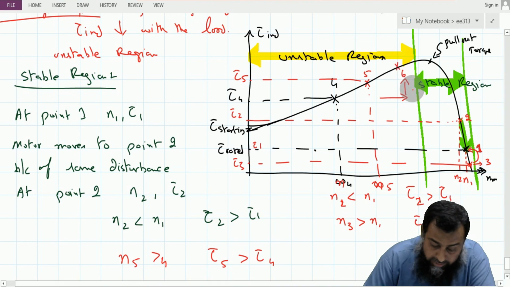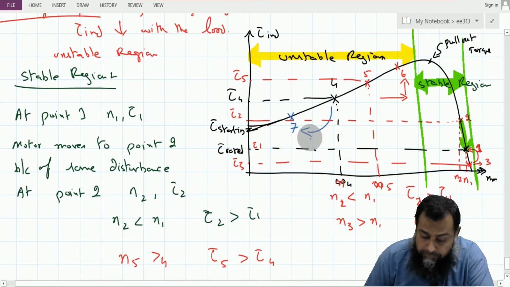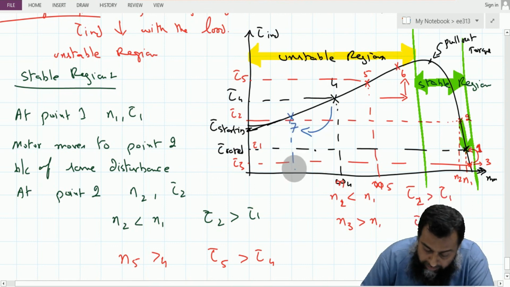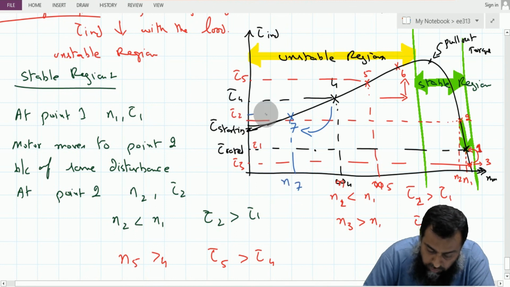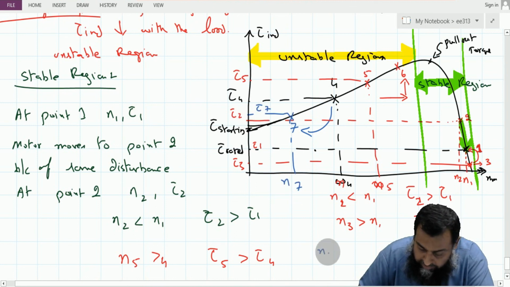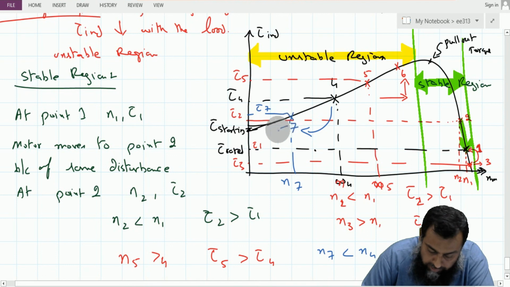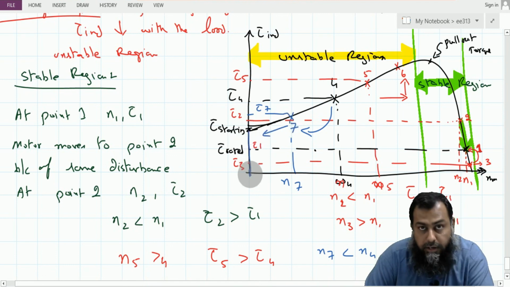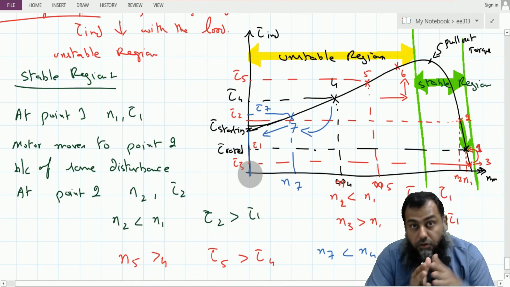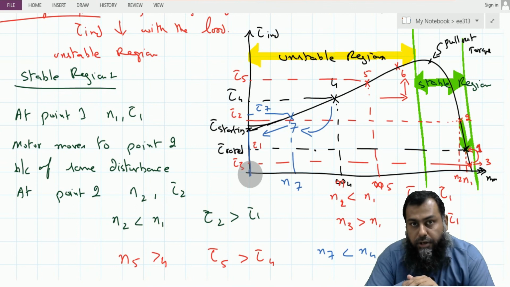Similarly, if the motor comes from this point number 4 to this point number 7, what will happen? Here we have the speed which is N7, and we have the torque which is tau 7. The N7 is less than the N4, and also the tau 7 is less than the tau 4. So what will happen? The motor will move here and eventually it will stop at this particular point. So this whole region is not a stable region of operation for an induction motor, right?